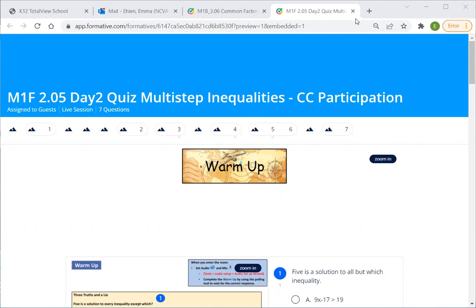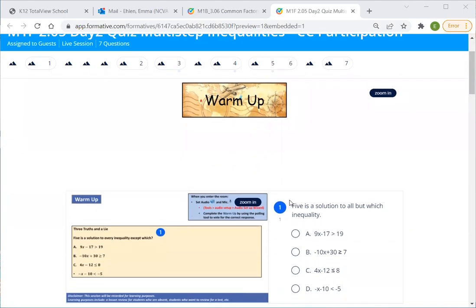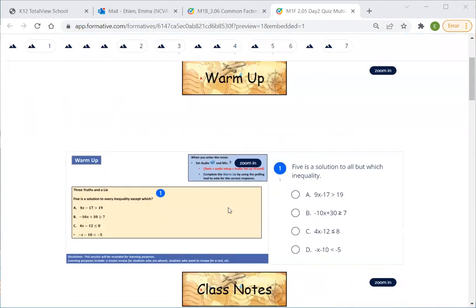Today, you guys are going to be working on day 2 of 2.05 multiple step inequalities. So go ahead and I want you to complete your warm up. 5 is a solution to all but which inequality? So you're going to have to solve multiple inequalities to figure out which one 5 is a solution of. Remember, you can also plug it in.